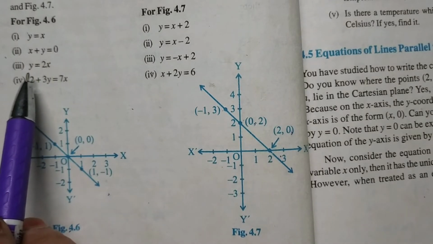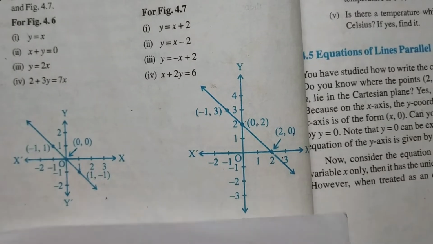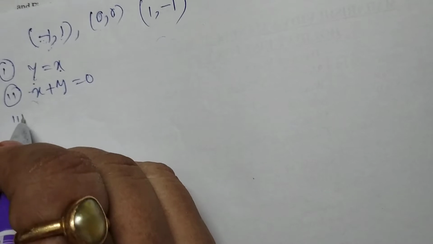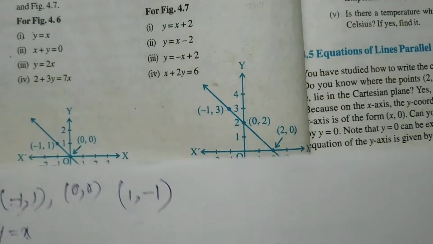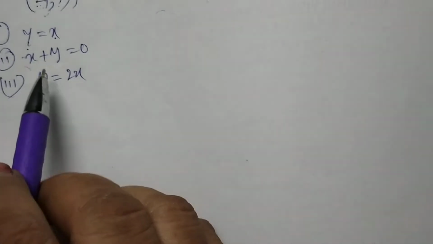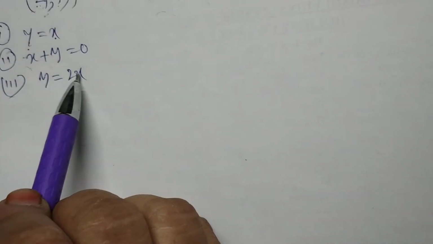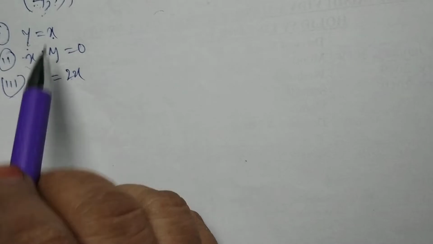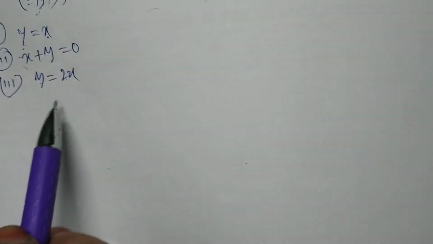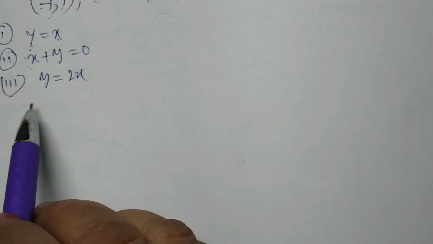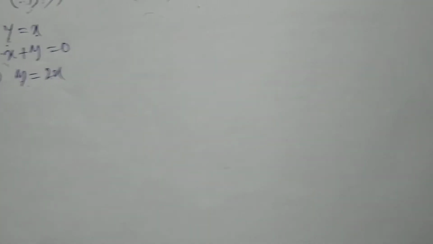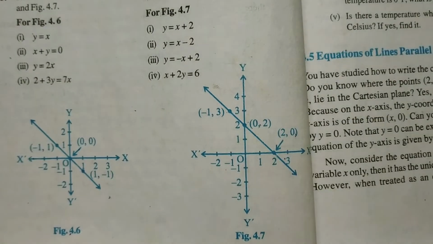Next again we check y equal to twice x. If we take y equal to twice x, if we put x equal to -1, then y will be -2. But here it is 1. That's why this coordinate does not satisfy this equation. That means this is not the graph of this equation.